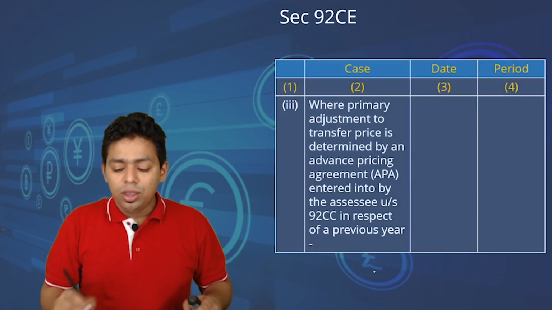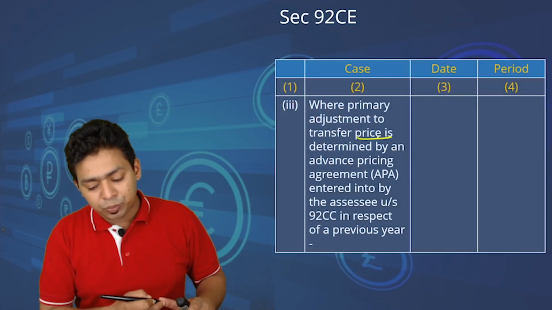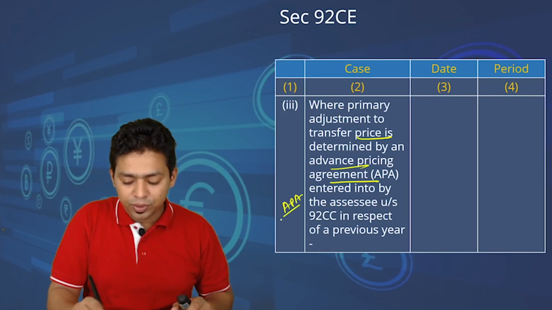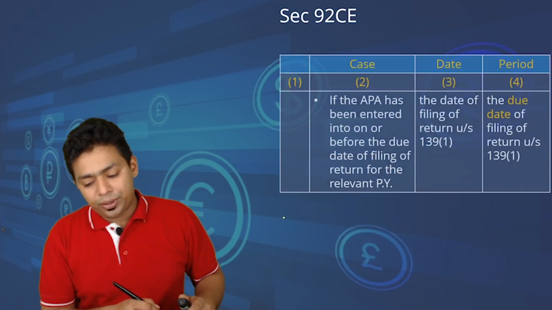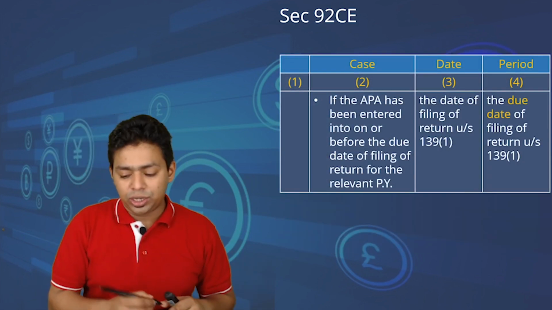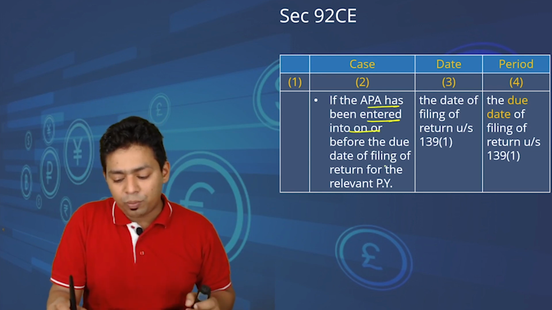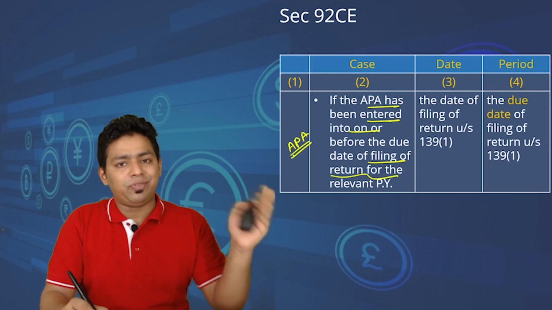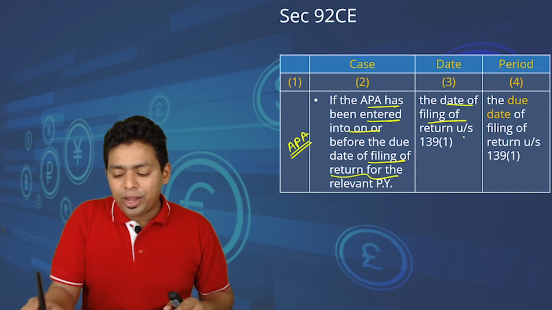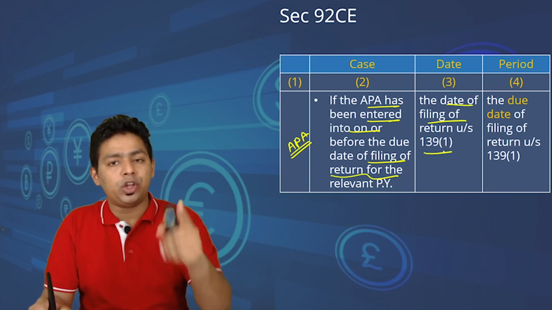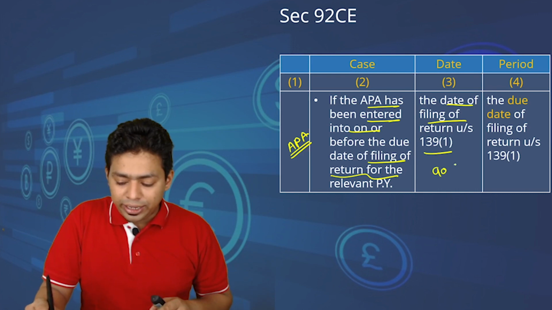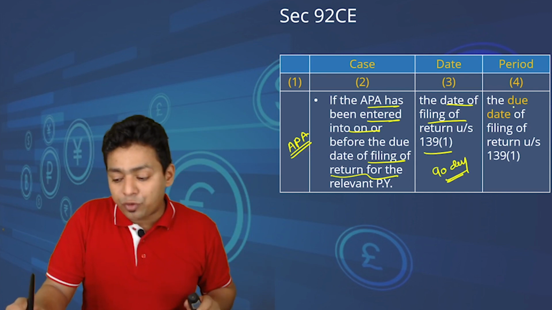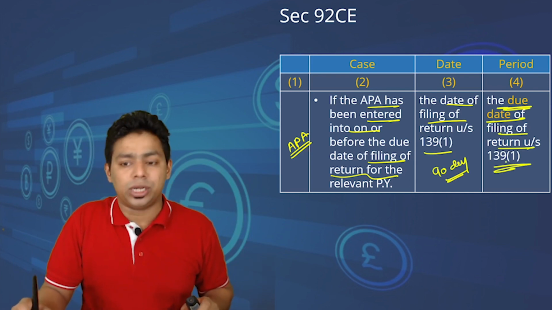Where the primary adjustment to the transfer price is determined by the advance pricing agreement, APA, then what should happen? Now there are different situations. If the APA has been entered into on or before the due date of filing of the return, so the APA was done before the due date, obviously then effect must have been given in the ROI. Then the date of filing of the return, the date on which you have filed the return, from that date 90 days we have to consider. And if you did not bring this money within 90 days, then from the due date of filing of the return we have to consider.